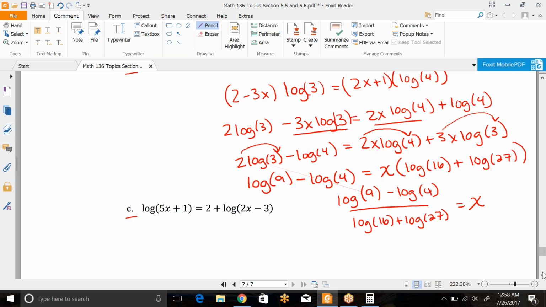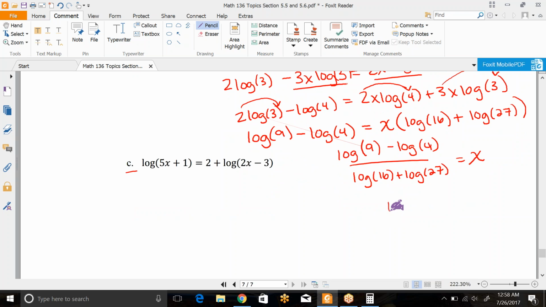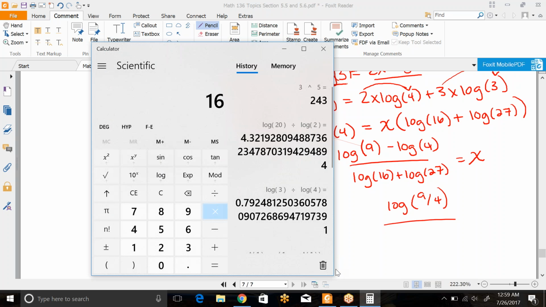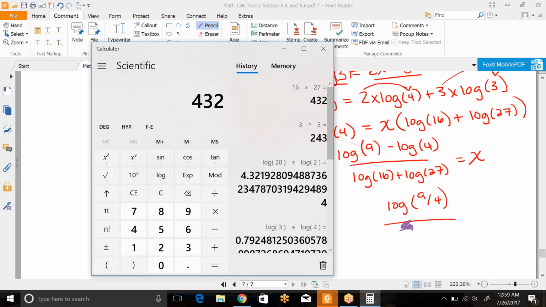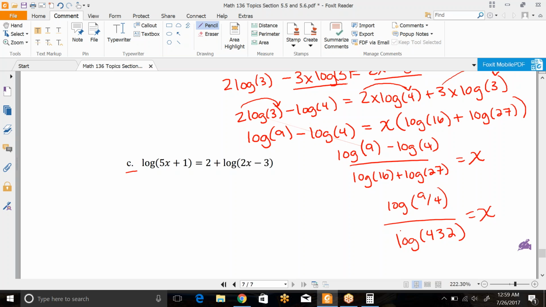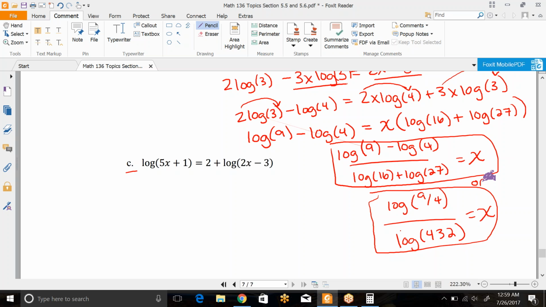Now I'm actually okay with that if that's where you stop, but we could clean this up a little bit more. On top, because there's subtraction, that would become a division. On bottom, that's adding between them, so that's going to be multiplication. So 16 times 27 is 432. And then because they both have same base on top and bottom, if you wanted to, you could convert this to log of 432 as the base and 9/4 as the argument. So that is it for that one. And I would be okay with either of those solutions.